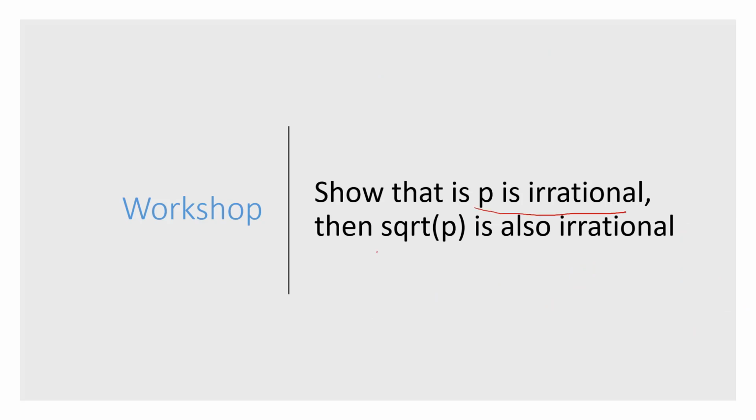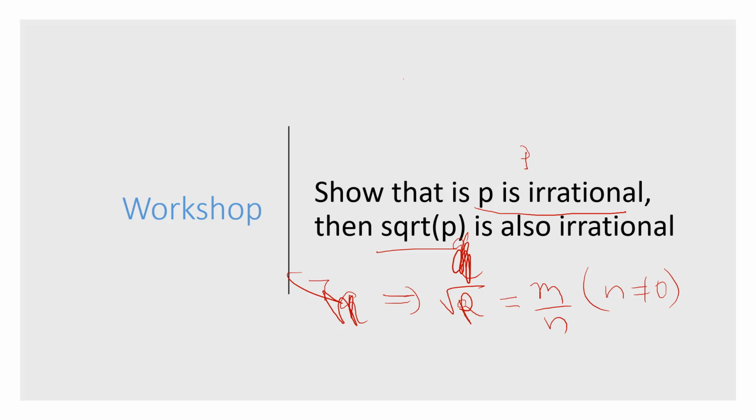Now this is a good one to show by contraposition. We want to show that if p is irrational, then square root of p is irrational. So let's say this is the proposition p, and this is the proposition q. Now we want to assume not q. That means the square root of p is rational. That means I can express it as m over n, where n is not equal to 0. If I square both sides, which is fine, I get m squared over n squared.